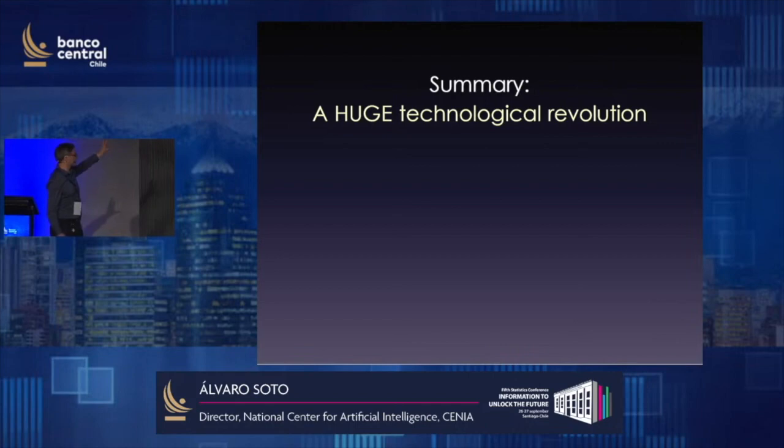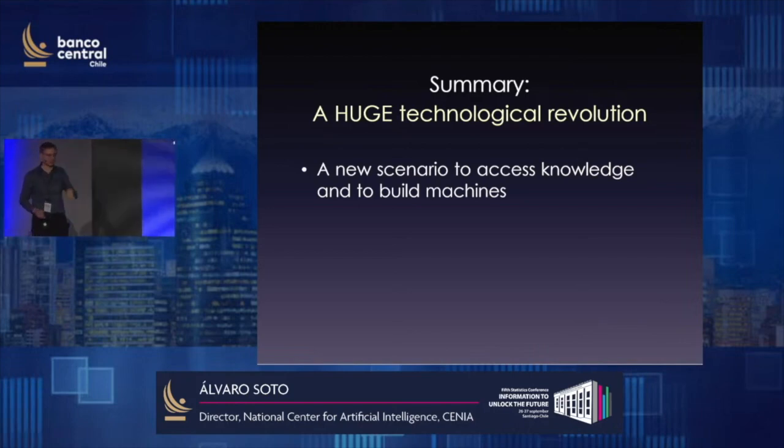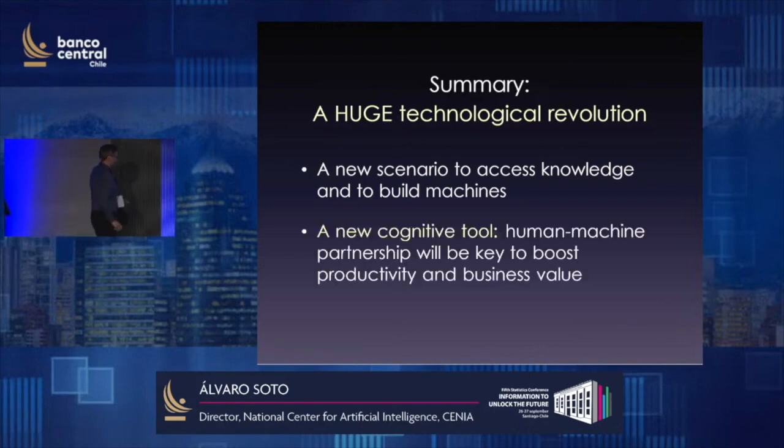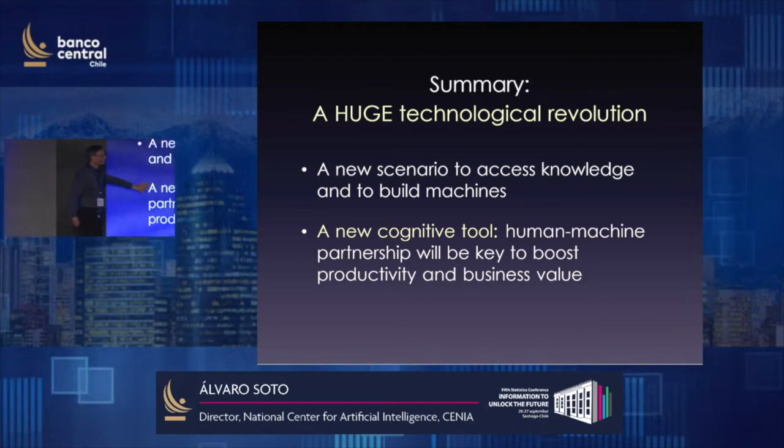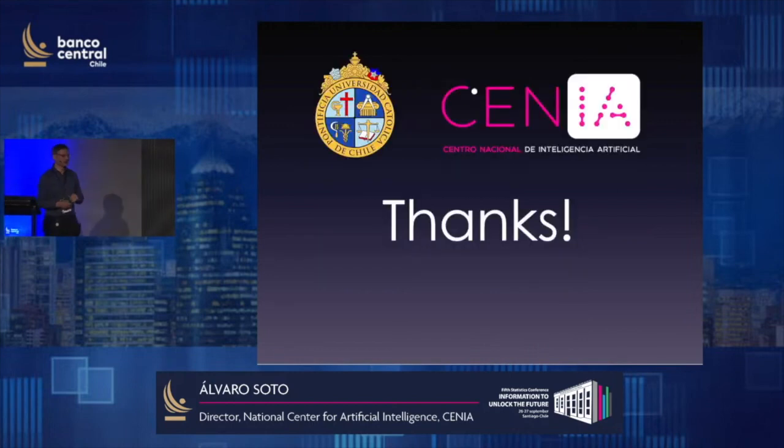So the summary is a huge technological revolution, a new scenario to access knowledge. This is the short term. Maybe in 10 years there will be new things. And this is very important: we have a new cognitive tool. We have had a lot of tools, but this is a cognitive tool. In partnership with humans, it will make each of us more efficient, boost productivity, and create business value. And that will be very soon. So be better prepared for this. Thank you very much.